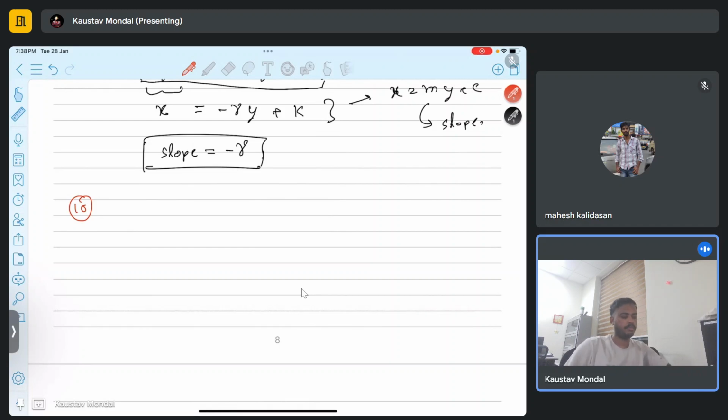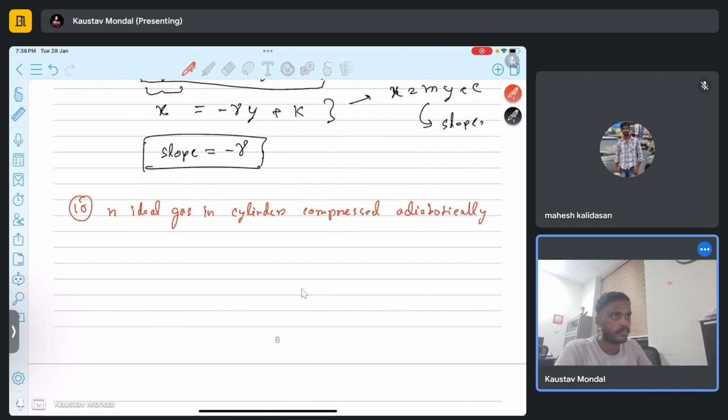So let me write the next problem. An ideal gas in a cylinder is adiabatically compressed to 1/3 of its initial volume. Okay.